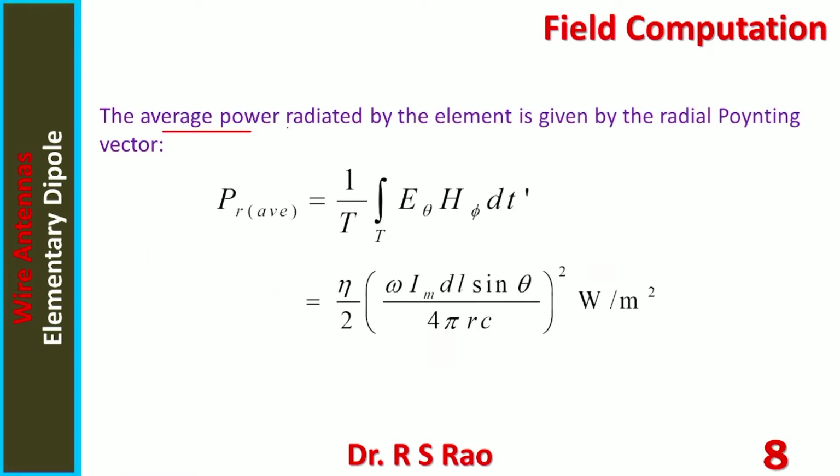Now, the average power radiated by the element is given by the radial Poynting vector. P is E cross H, we all know.